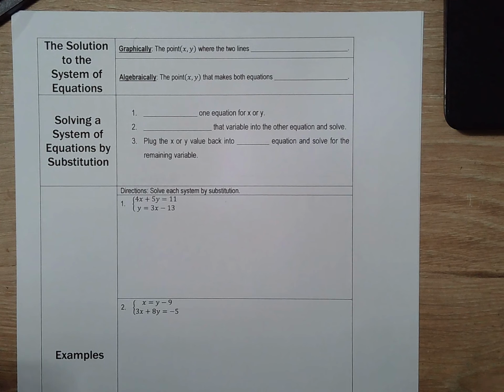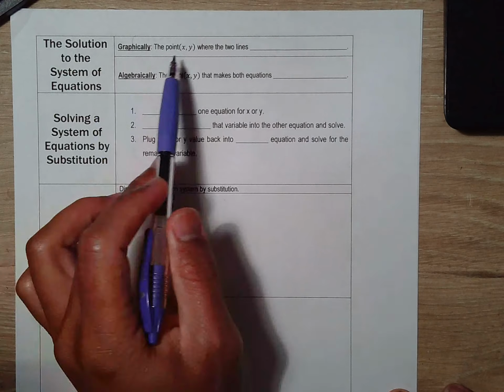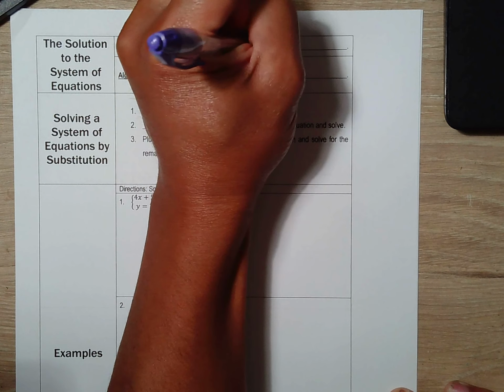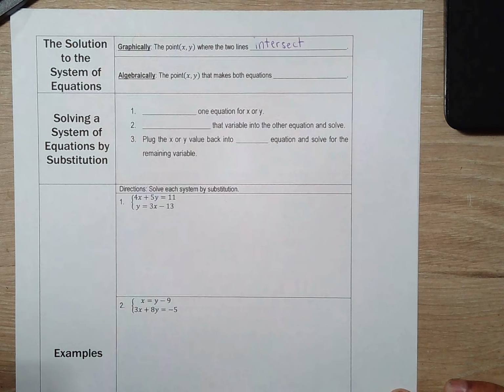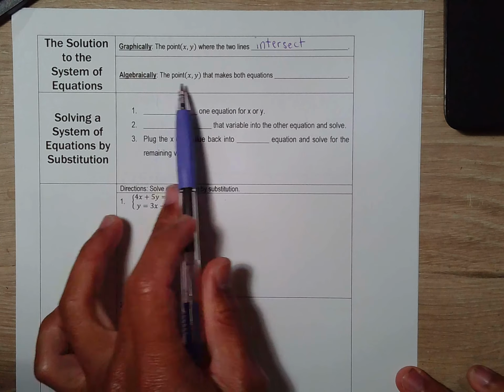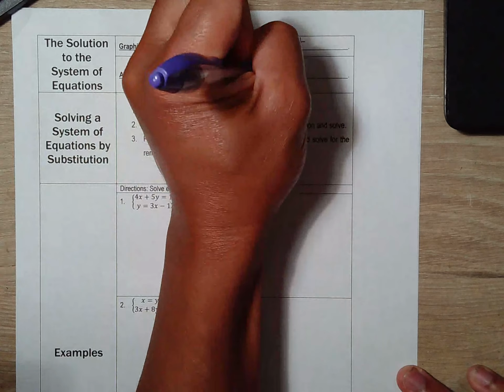Anyways, let's go over solving systems of equations by substitution. We know that we can solve systems of equations graphically, and it's the point xy where the two lines intersect. But today's lesson is how to solve systems of equations algebraically, right? We want to use math to solve this without having to graph these lines all the time. So algebraically, it's the point xy that makes both equations true.